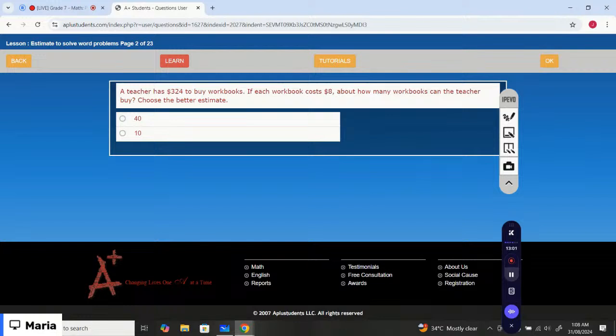A teacher has $324 to buy workbooks. If each workbook costs $8, about how many workbooks can the teacher buy? Choose the better estimate.